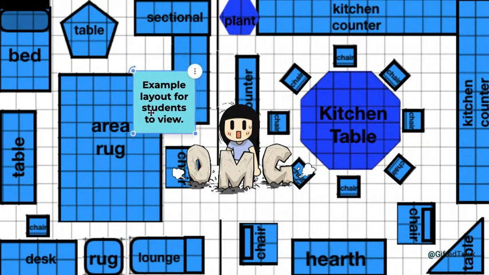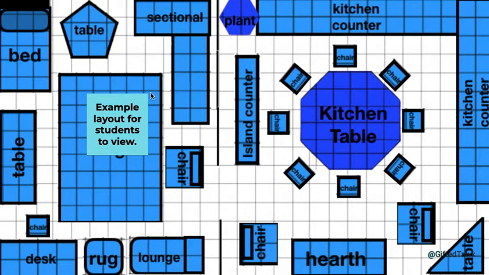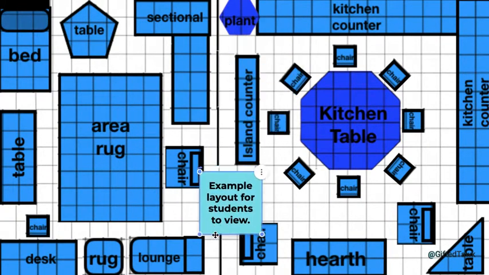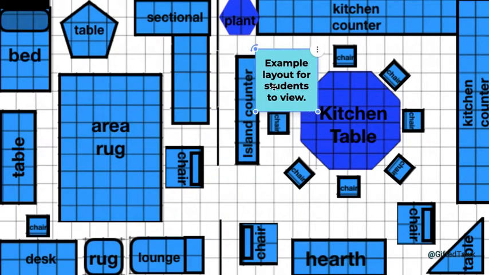Now here's an example of a room that I set up. And you can see that I have not used all of the furnishings, just ones that I thought satisfied the criteria that was shared in frame 2.